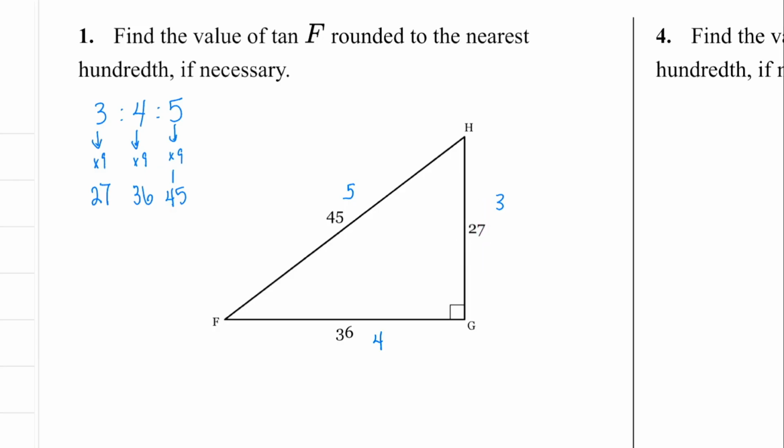Okay. Now, to actually finish the question, to find the tangent of f, we would put ourselves in this position with theta. Tangent is opposite, which is this side, over adjacent, which is this side. So it's going to be 27 over 36, which simplifies to 3/4. So that would be our answer.